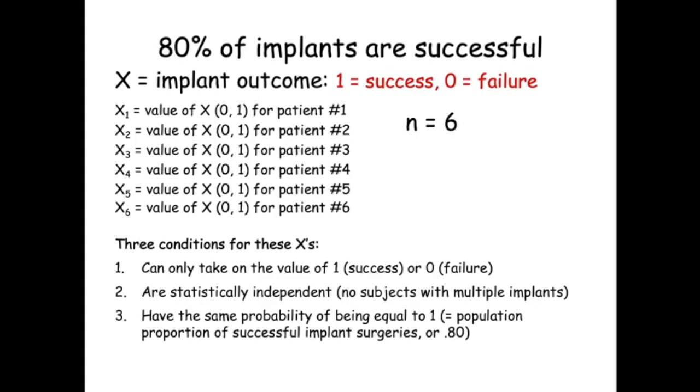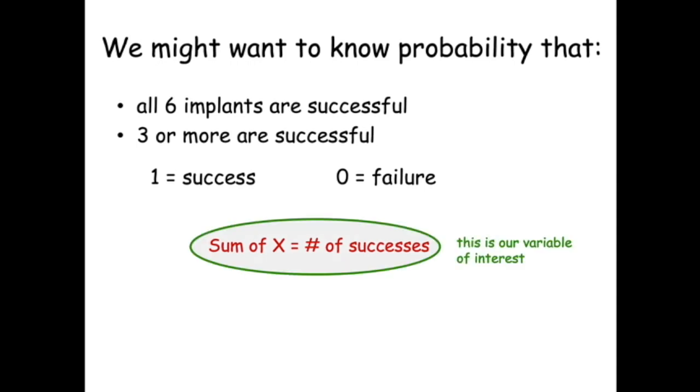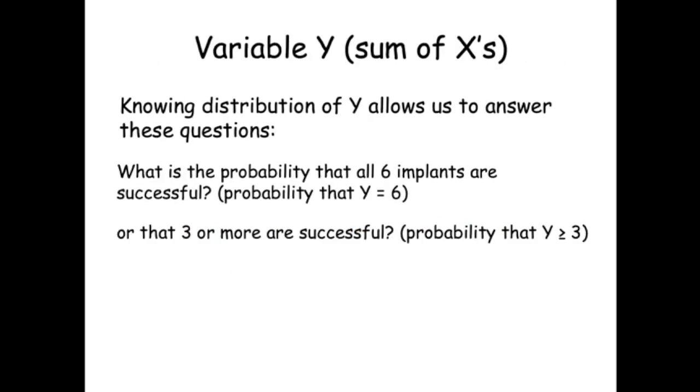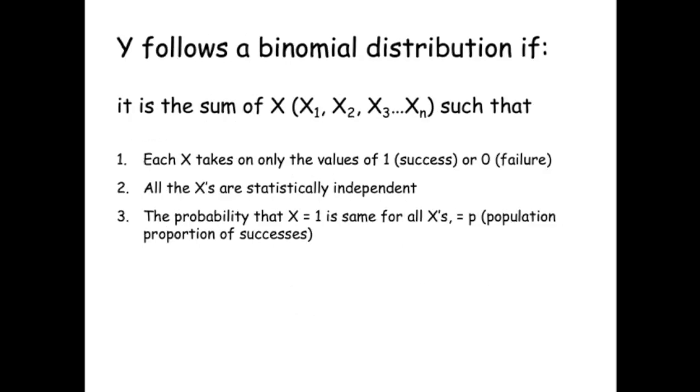The 3 conditions have been met, so now what? We might want to know the likelihood that all 6 implants are successful, or that at least 3 of them are. Because x is either 0 or 1, if we sum them all, we get the total number of successes. This is the variable we're interested in, y. Knowing the probability distribution for y allows us to answer these questions about probability. And y follows a binomial distribution as long as the three conditions for x have been met.